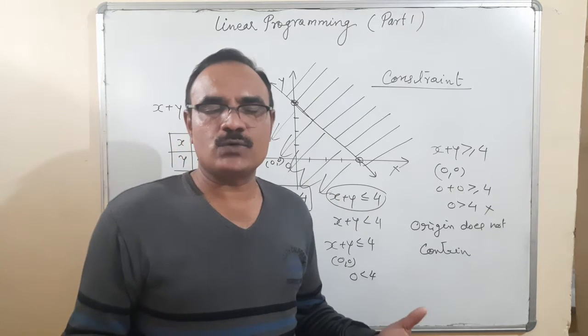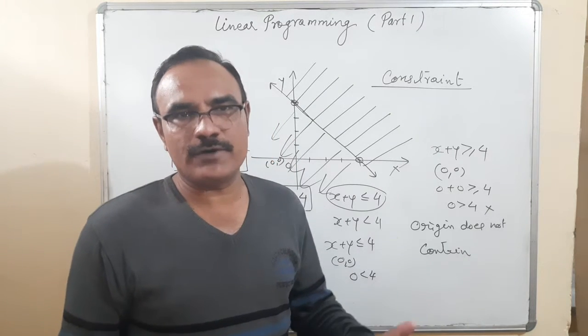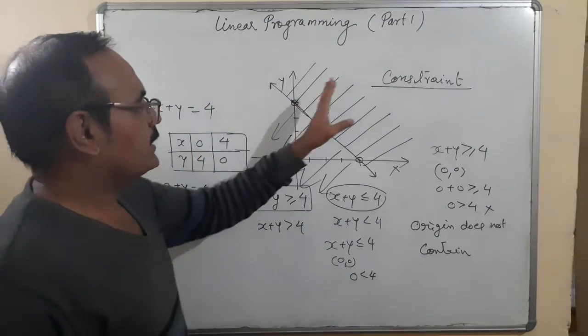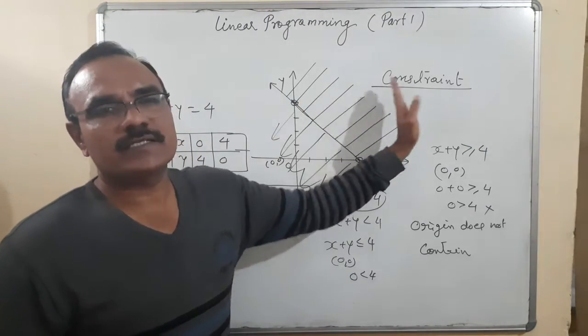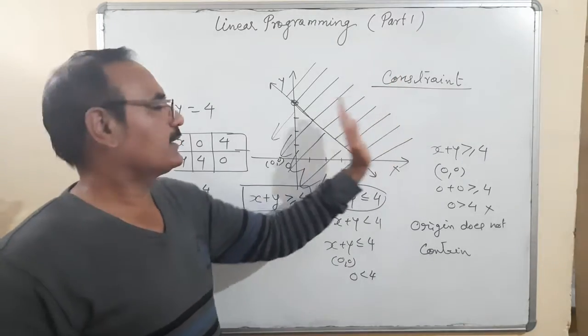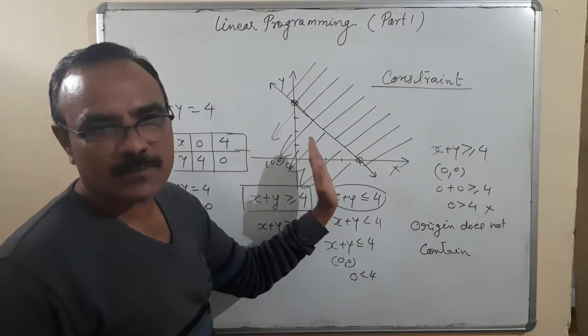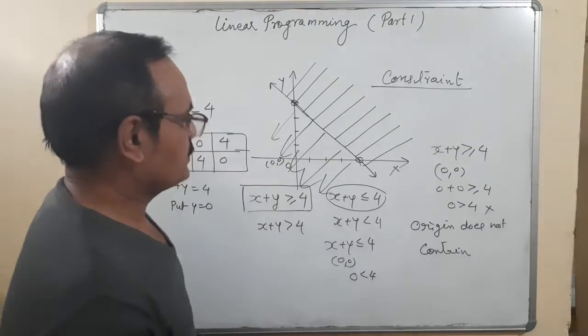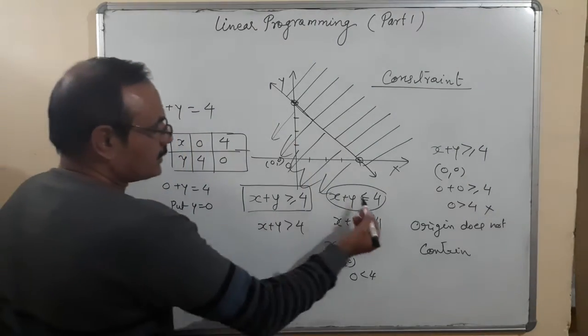Feasible region: there are two conditions, whether the feasible region is bounded or unbounded. When it is going away from that side, that means it is an unbounded region. Coming that side, that means it is a bounded region. If x is greater or equal to 0 and y is greater or equal to 0, these two terms are clear.